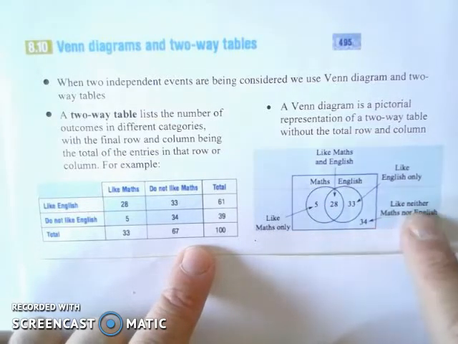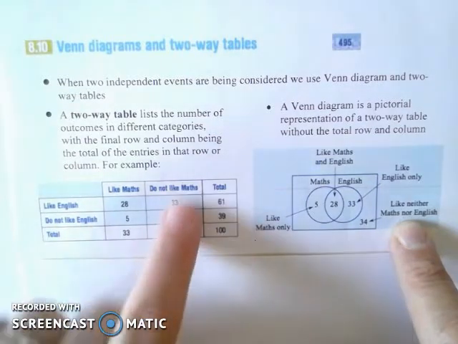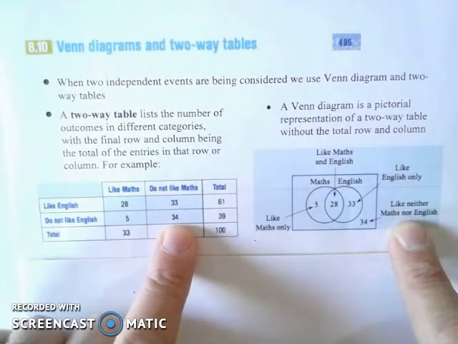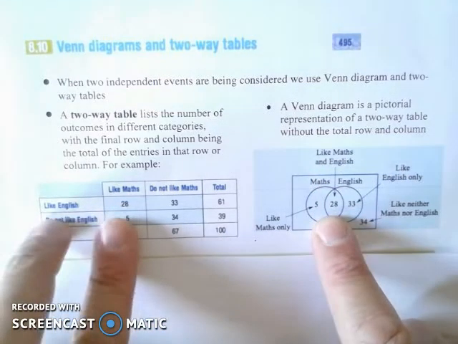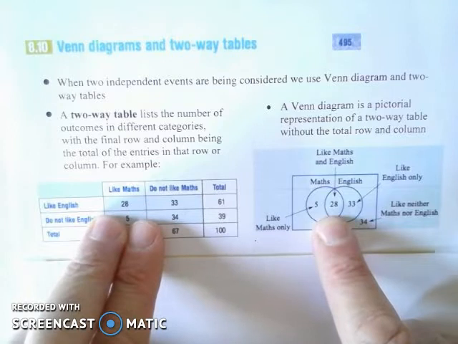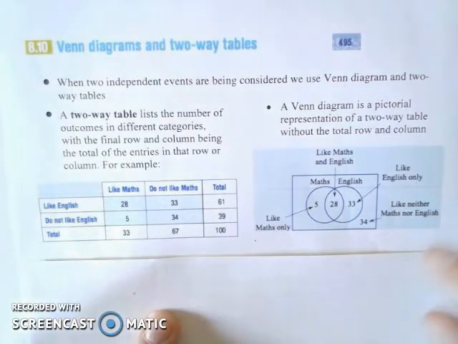What do we see here? We see 34 people like neither maths nor English. Do not like English, do not like maths, 34. People who like maths and English, 28. So this is just a picture of what's actually happening here.